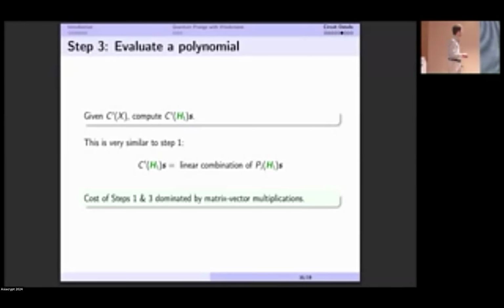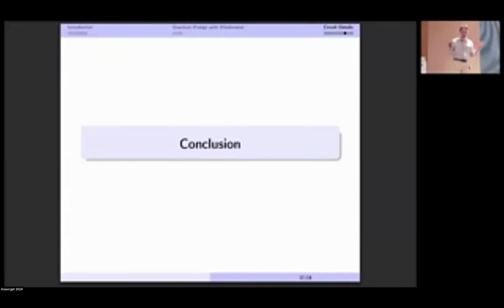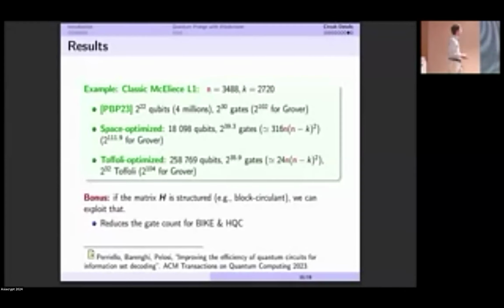So I'm going to move to the conclusion part of the talk, which would be a quite long conclusion, because I want to present just an example. The example would be Classic McEliece level 1. As I said very briefly, the numbers are large. So the size of the matrix is, k is equal to 2,000 and n is equal to 3,000. This gives you basically, if you want to represent the entire submatrix and invert it, you need 4 million qubits.